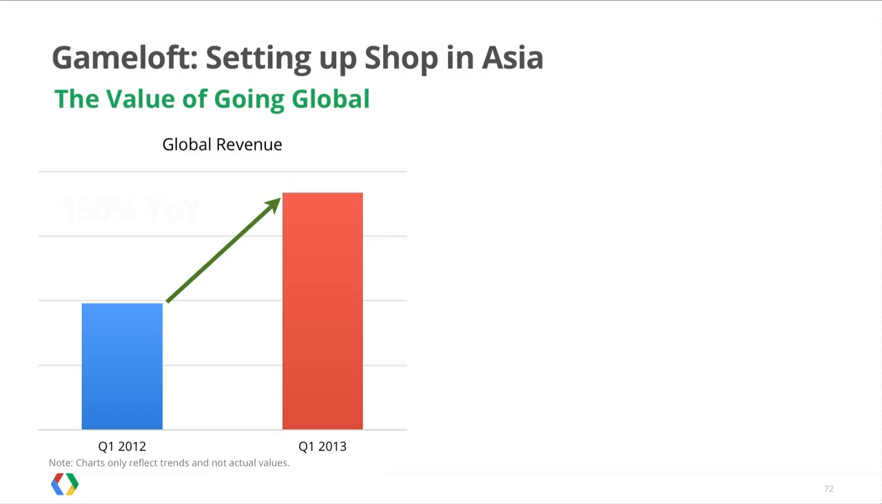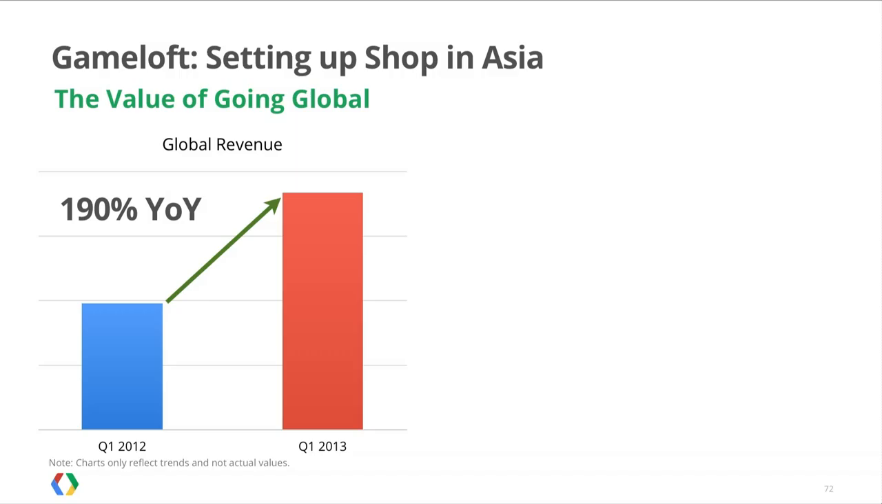Let's talk about another developer. You've probably heard enough about Glu. We don't really care anymore. Tell me about some other developers. So let's talk about Gameloft. They've been enjoying the whole mobile game revenue boom, making lots of money, 190% year-over-year growth. By the way, the data is not really reflective, but it's just to show you percentages.